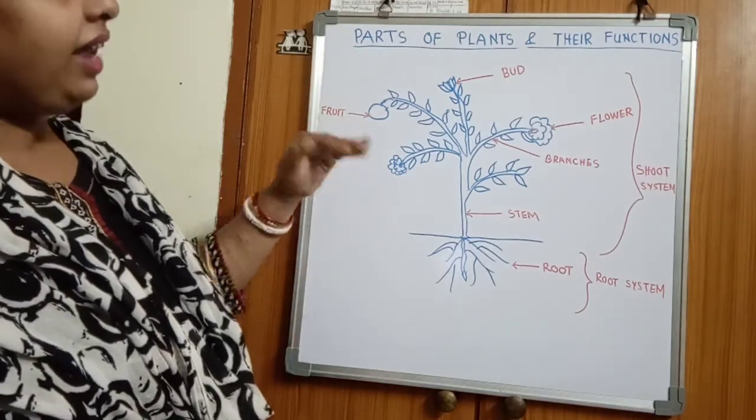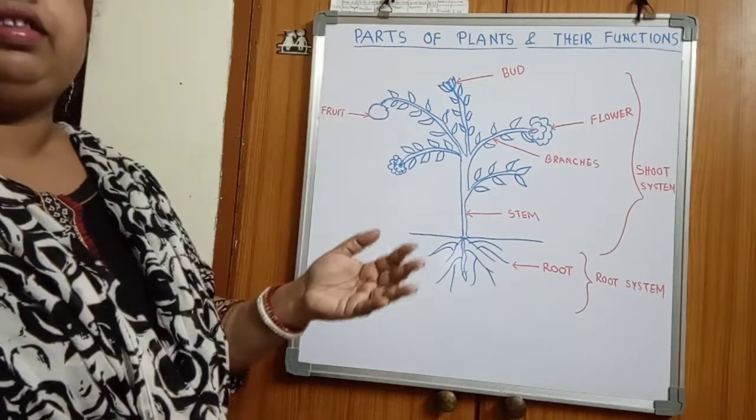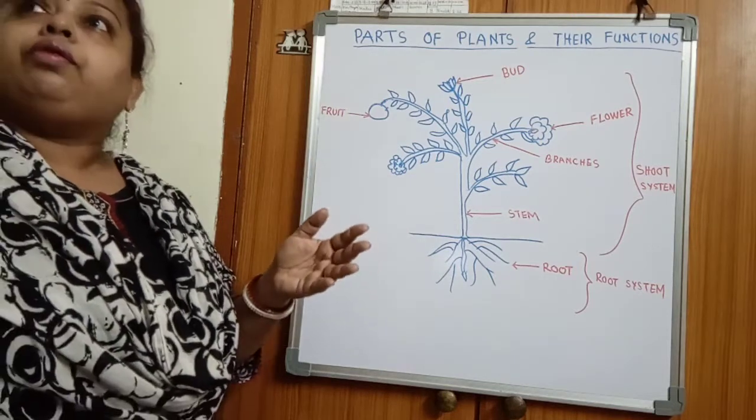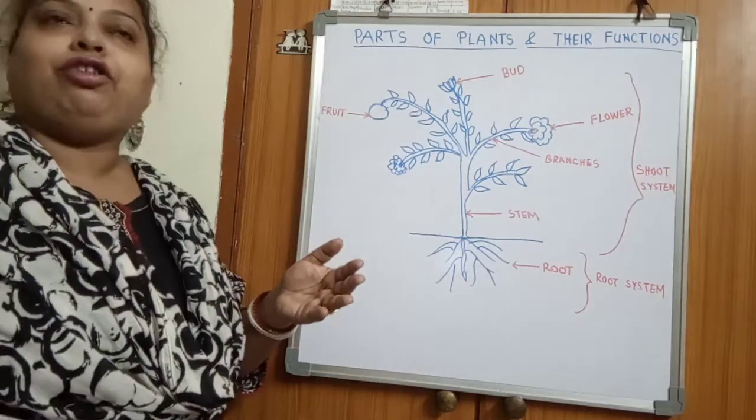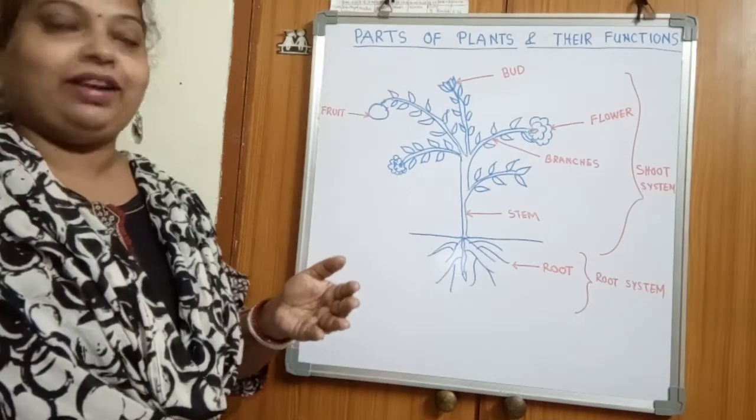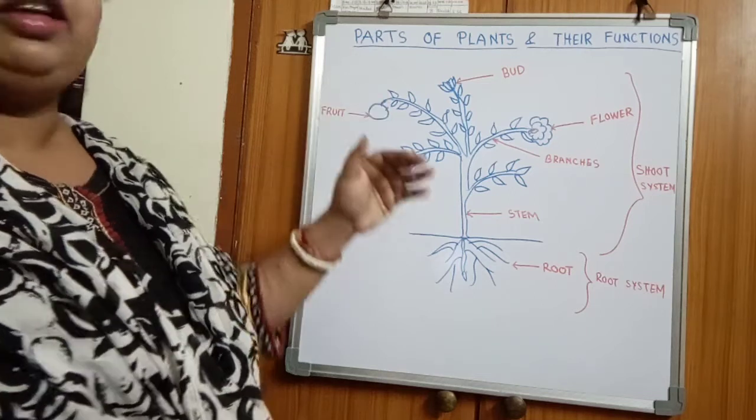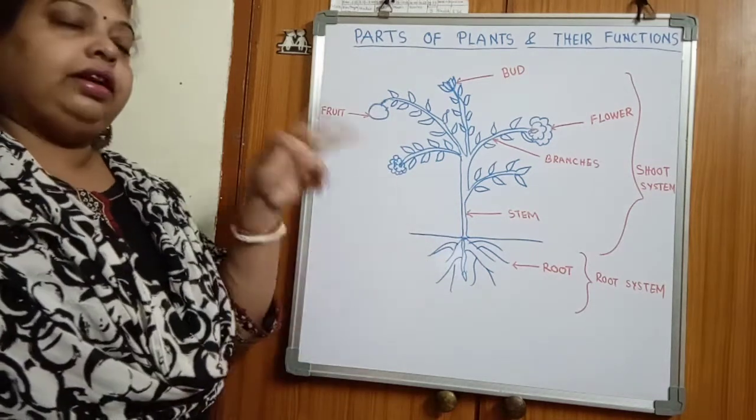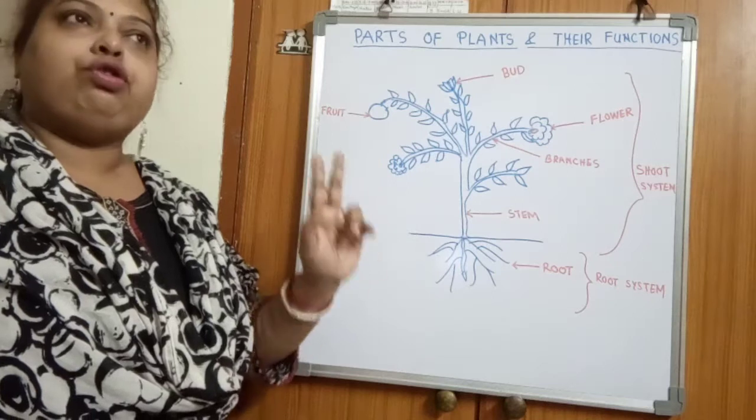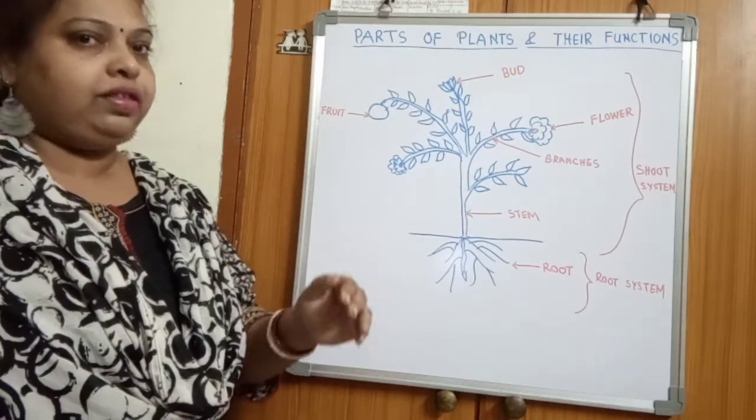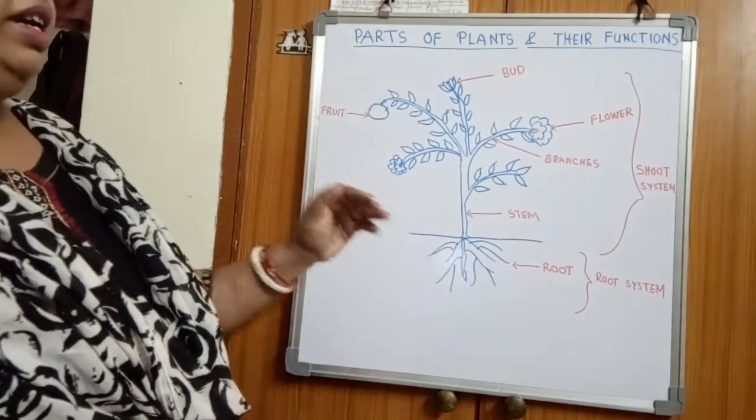The part of the plant that is above the ground, that we can see. Normally whenever we go out, we always see the above part of the plant only. We don't go and see the below part of the plant. The above part of the plant is called the shoot system. So the plant is divided into two parts, the root system and the shoot system. Now, I will go into details.